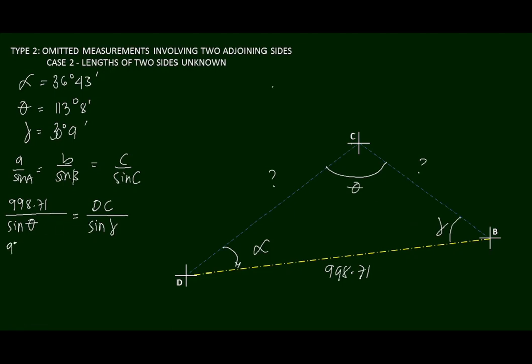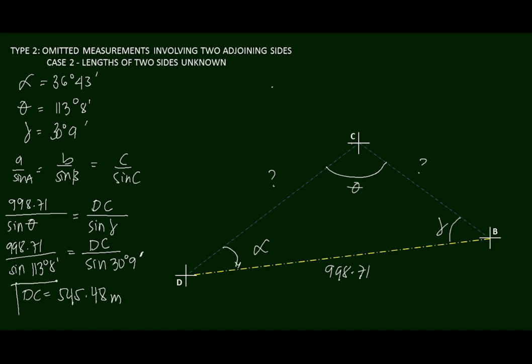998.71. Isulat ko na yung values ng aking theta. Sine, my theta here is 113 degrees, 8 minutes. It is equal to DC over sine. My gamma here is 30 degrees, 9 minutes. Okay? So, my DC is equal to 998.71 times sine of 30 degrees 9 minutes divided by sine 113 degrees 8 minutes. So, my answer here, 545.48 meters. Ito yung length ng aking DC.